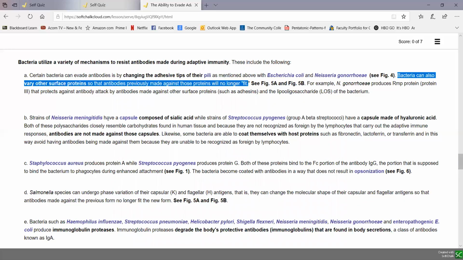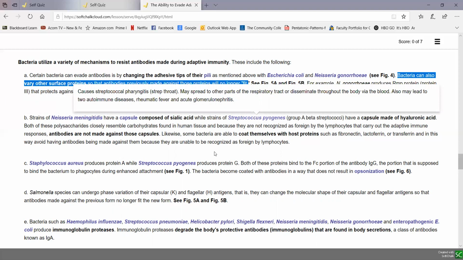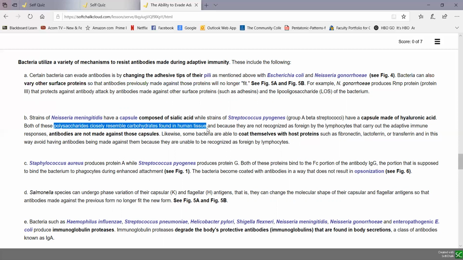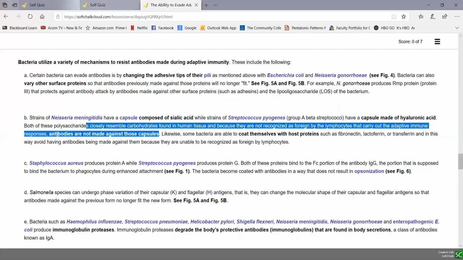Strains of Neisseria meningitidis that cause meningococcal meningitis and Streptococcus pyogenes that causes strep throat. Neisseria meningitidis has a capsule composed of sialic acid. Streptococcus pyogenes has a capsule composed of hyaluronic acid. And both sialic acid and hyaluronic acid are polysaccharides that resemble human carbohydrates on our tissues. And so since their capsule covering looks like a human protein or polysaccharide, they're not going to be recognized as foreign by our lymphocytes, and we won't make antibodies as well against those capsules.